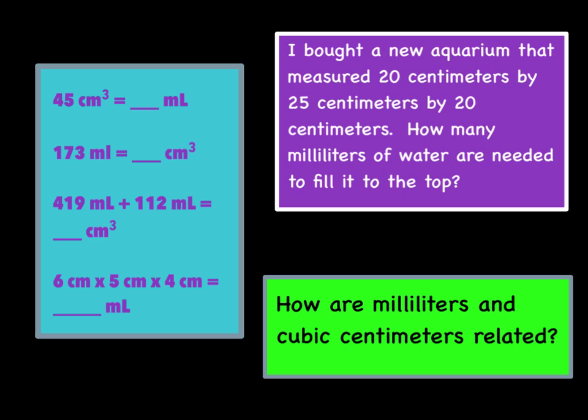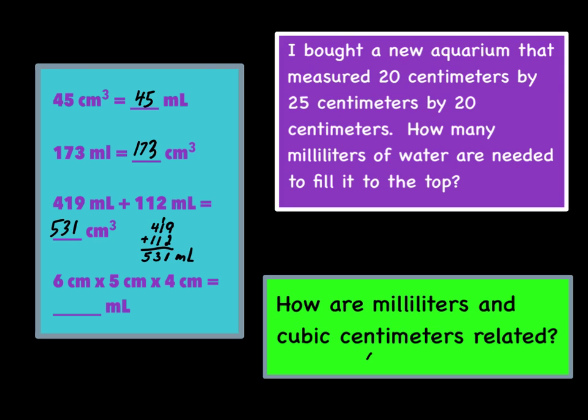Now let's apply that to some math problems. So 45 centimeters cubed will give us 45 milliliters. What if we know how many milliliters we have? So I have 173 milliliters, which will give me 173 centimeters cubed. All right, our third one. Oh, we get to do a little bit of math here. So we have 419 milliliters, and we have 112 more. So let's add those quickly, which is 531 milliliters. So that means I'm going to have 531 centimeters cubed.